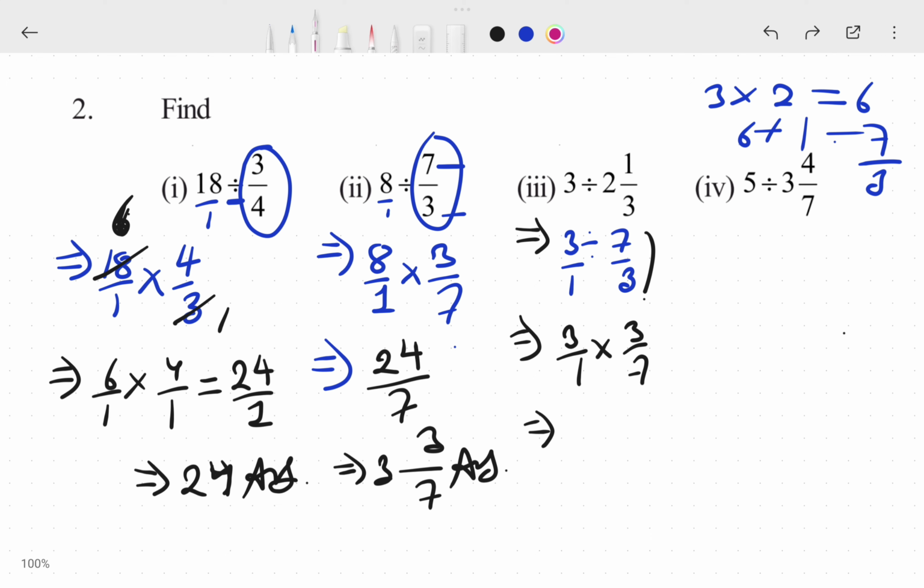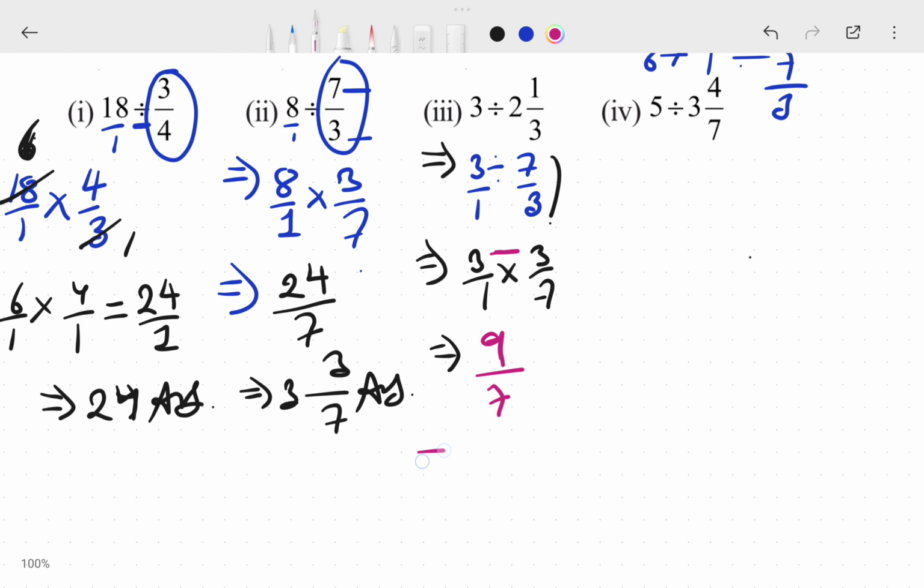Okay now, so 7 into 3, that is going to be 21, and this is not 21, I multiplied crisscross, it is wrong. So we have to multiply like that. 3 into 3, that's going to be 9. 1 into 7, that's going to be 7. So this is our answer.